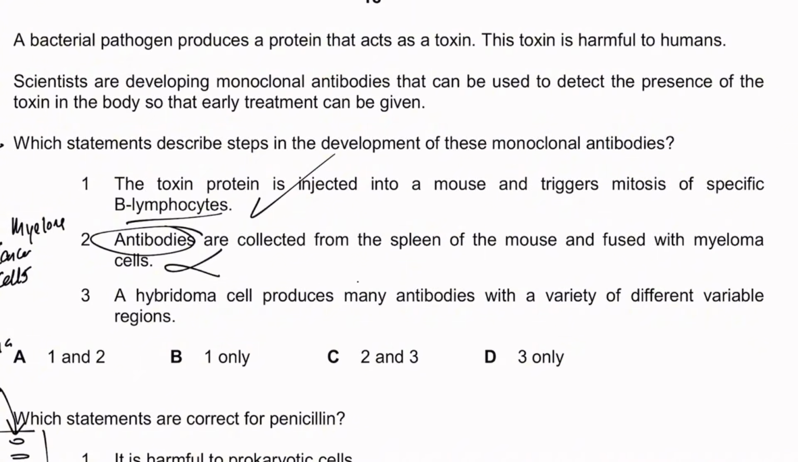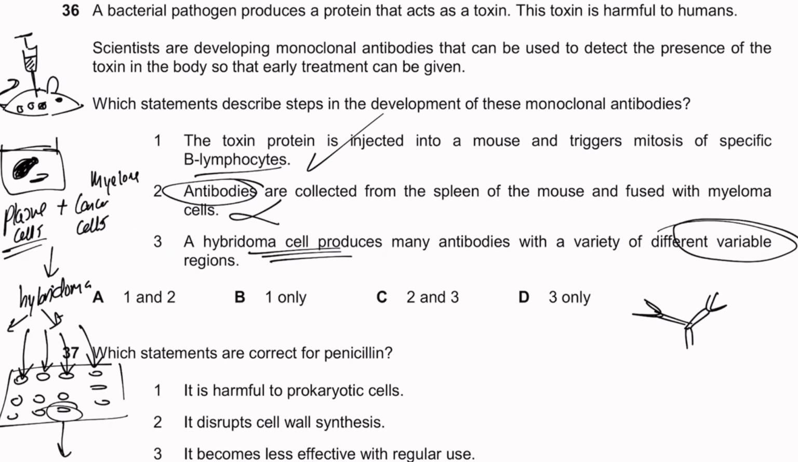3, a hybridoma cell produces many antibodies with different variable regions. Actually, no. He says here that just one hybridoma cell produces many antibodies with a variety of different variable regions. The variable regions are going to be the antibody binding site of the antibody. And so, for the hybridoma cell to produce different kinds of antibodies is quite weird, because it's supposed to produce a specific kind of antibody, which is B.